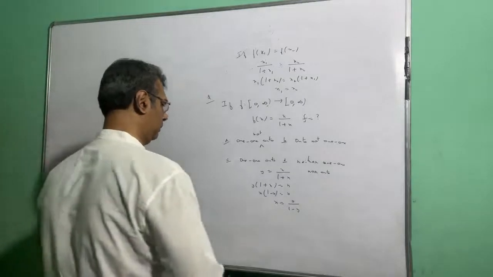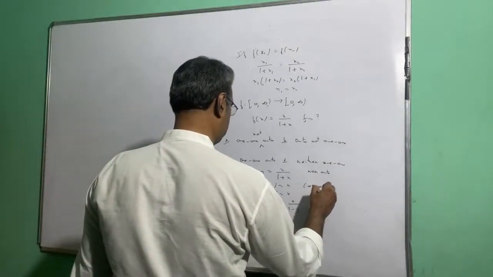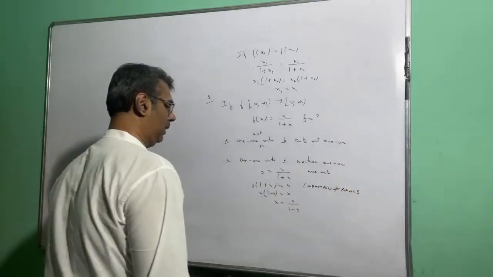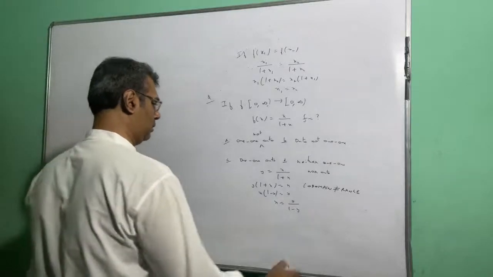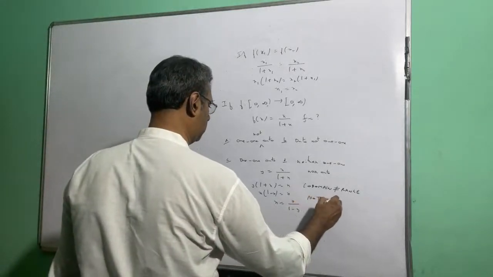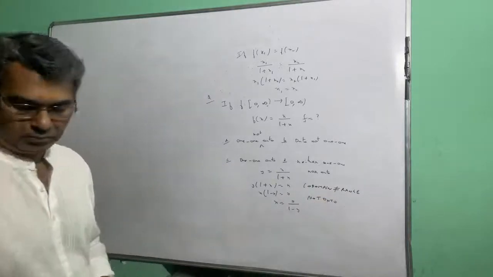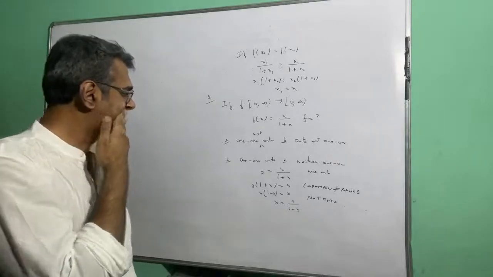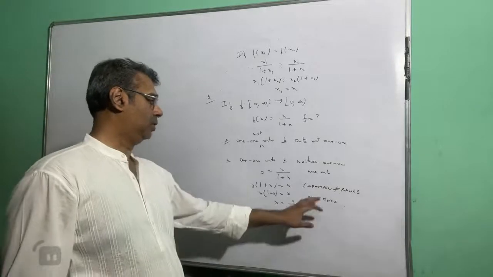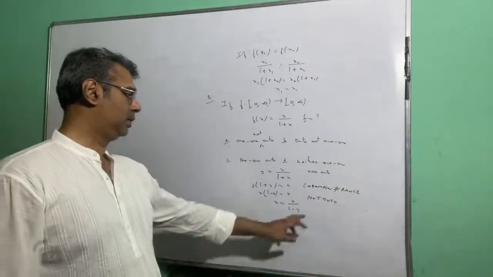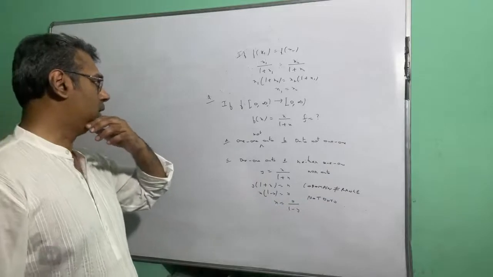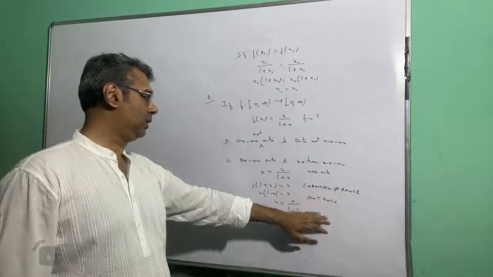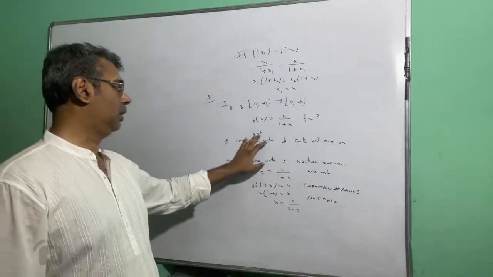So that means codomain is not equal to range, so it is not onto. So this is how you have to remember. x1 equal to x2 means it is 1 to 1, and codomain not equal to range means it is not onto. So that means it is 1 to 1 but not onto.